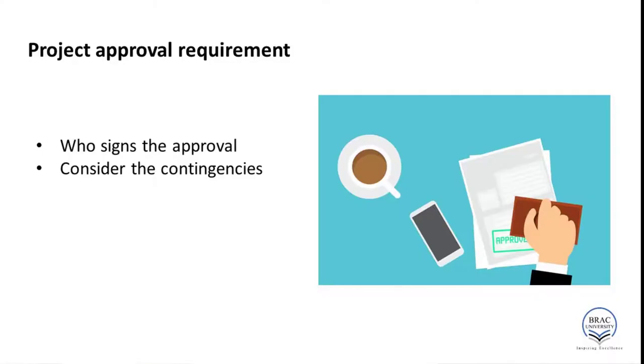So in the approval phase, you need to identify exactly who those stakeholders are whose approval would be essential. You need to consider who signs the approval, and you also need to consider what the contingencies are. Because thinking about contingencies is one of the most important elements of project management. You need to consider those factors that may affect the approval process, and you need to be able to forecast those challenges that may affect the approval process.